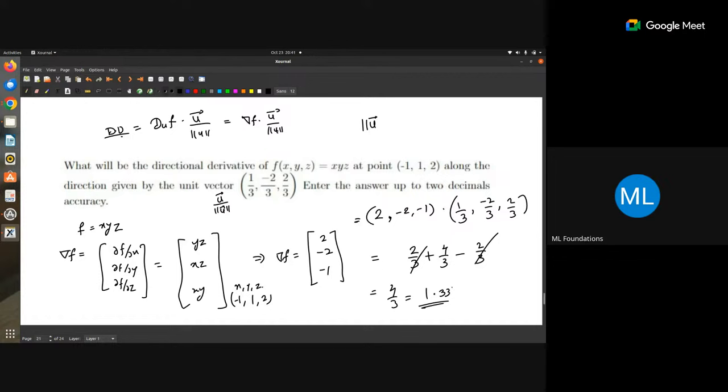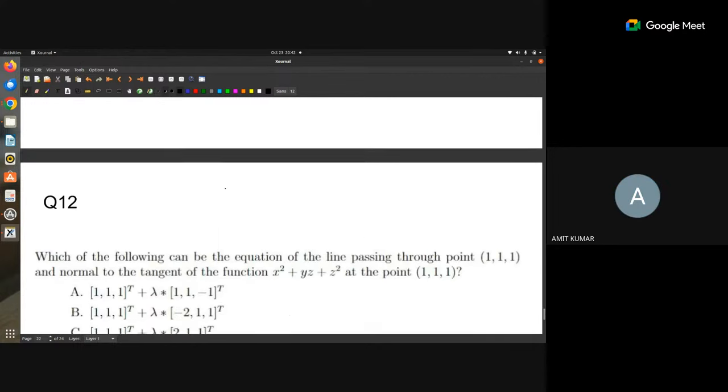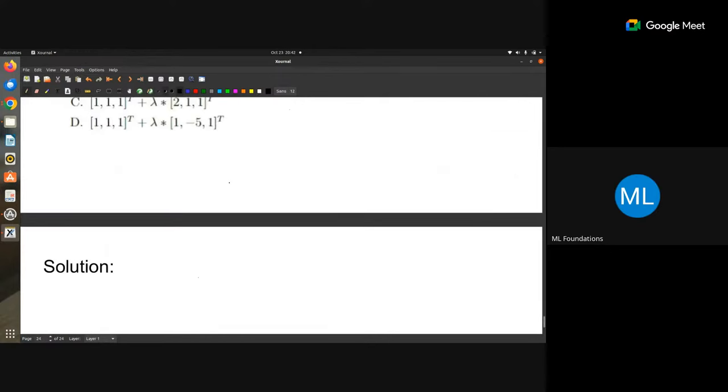So understand, right? Actually I didn't read it properly, the unit vector is given. If the unit vector is not given, suppose the vector was like this: u bar equals 1, -2 and 2, in terms of components. Then I have to find the root of 1 square plus -2 square plus 2 square, which is root of 9, that is 3. Then my vector will become 1/3, -2/3, 2/3.